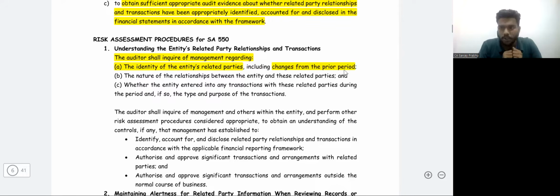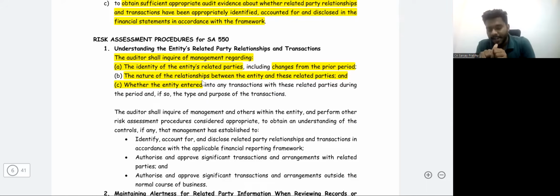Second, I have to inquire to the management what is the nature of relationship of this related party, how this particular company becomes your related party, whether it is your holding company, your subsidiary company, or your associate company. Third, you should inquire to the management whether the entity had any transaction with this particular related party. So 3 questions I need to inquire to the management.